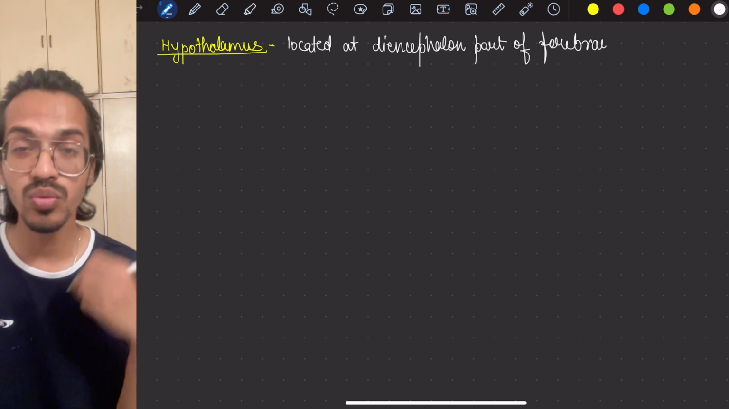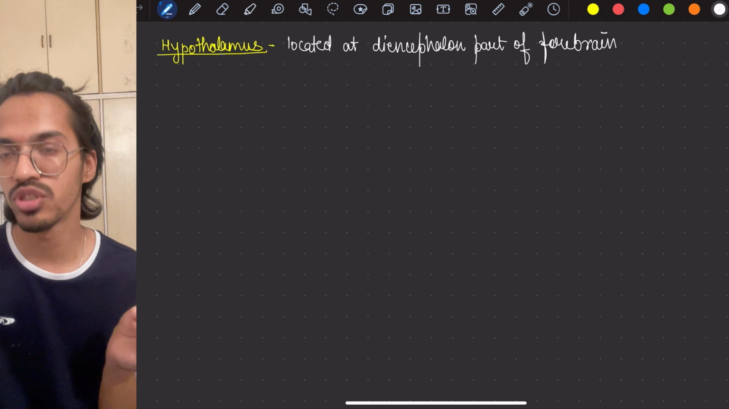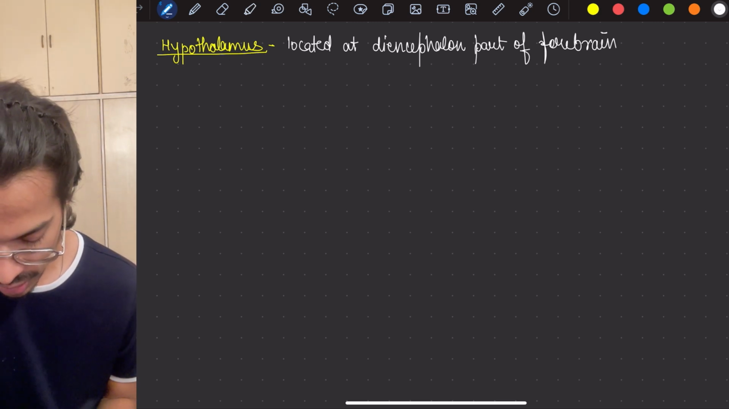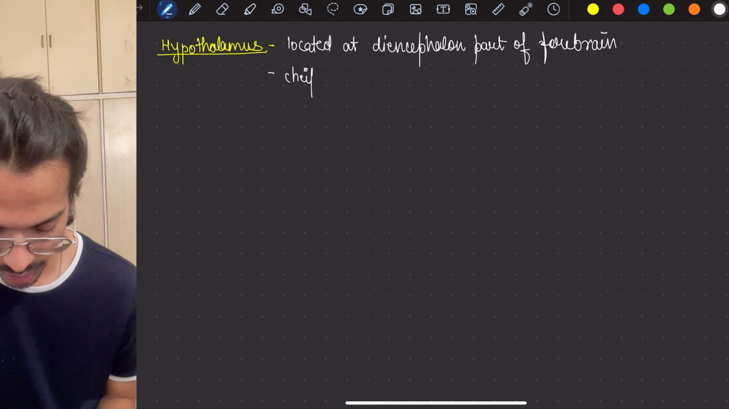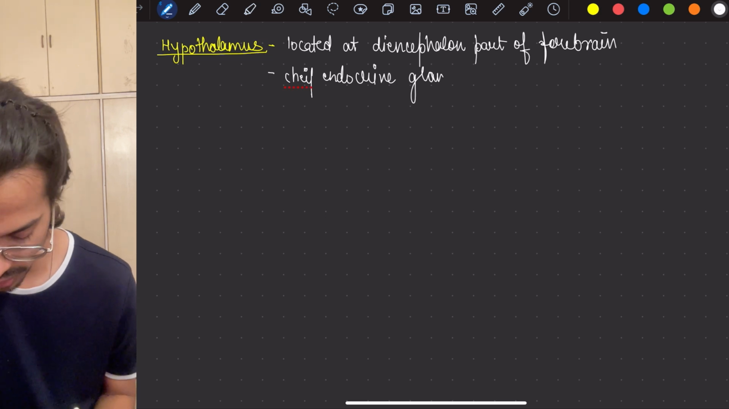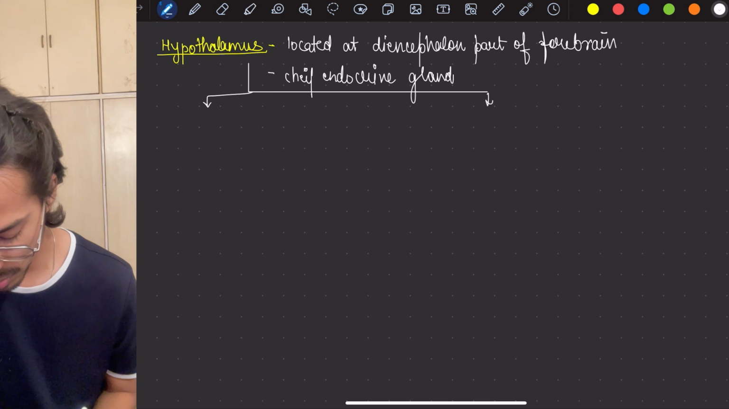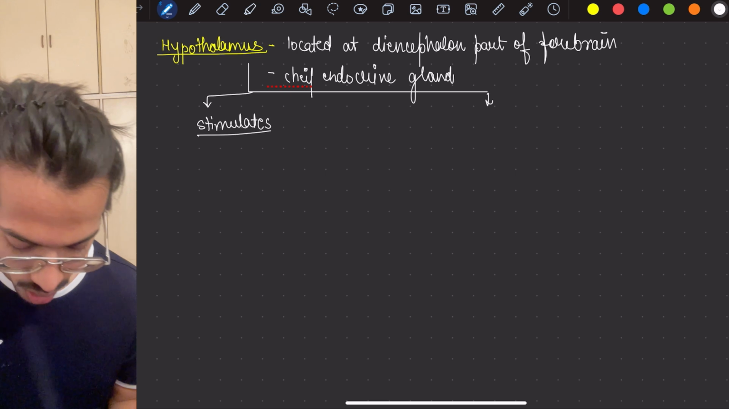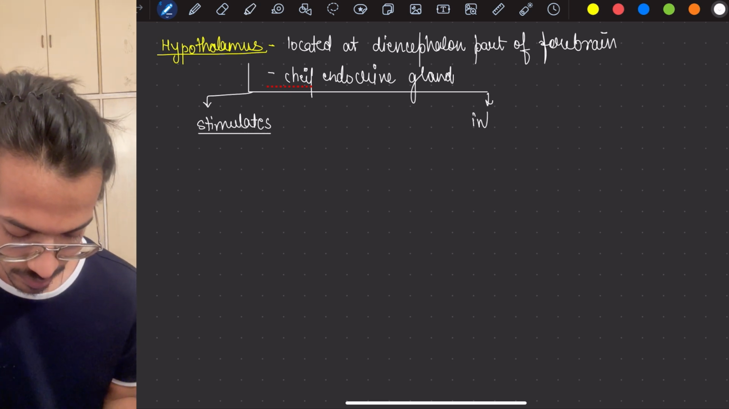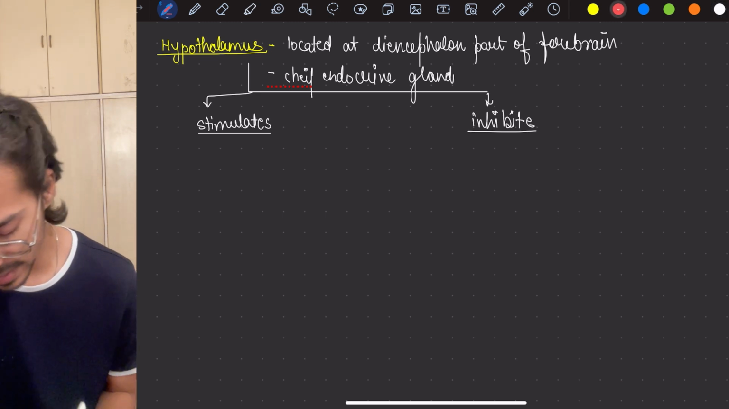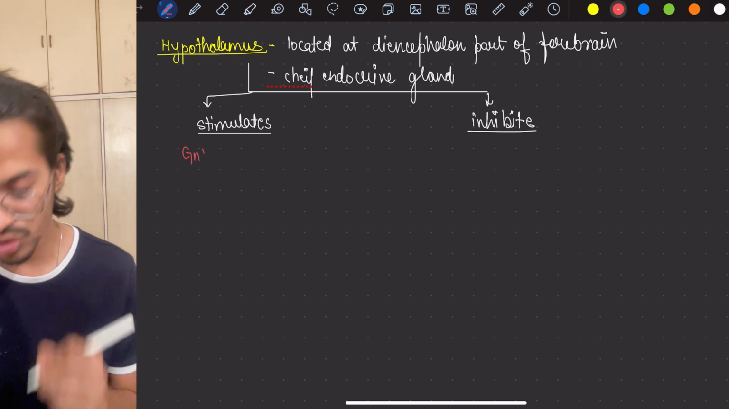Okay, the next thing is what it does. It has two different types of functions. One is excitatory function, other is inhibitory function. So it is a chief gland, chief endocrine gland, which has two major functions. Either it is having a stimulatory function, so it stimulates, or it will inhibit. If the stimulating function is there, the example that is given in NCERT is GnRH.